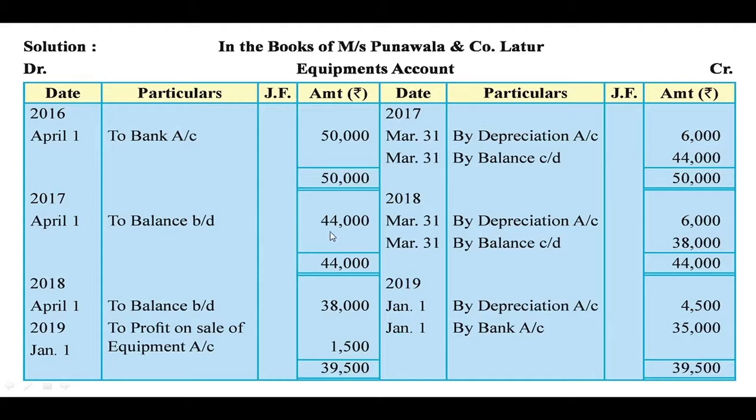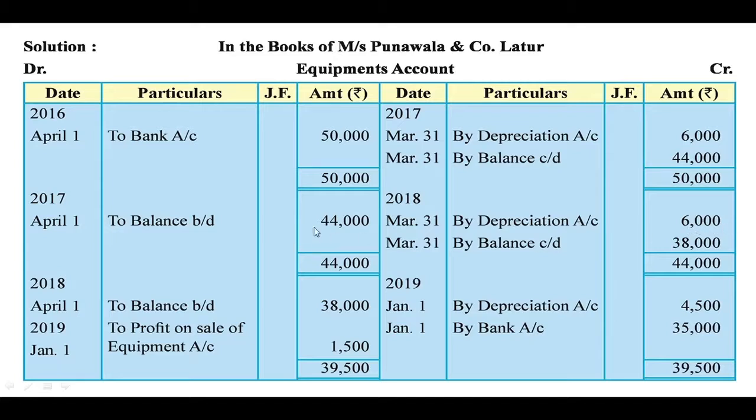Again, the equipment is used for full 12 months in the second accounting year. Therefore, we have to provide full year's depreciation. Again, the depreciation is recorded on the credit side of the asset account. And the last day of the second accounting year is 31st March 2018. By depreciation account rupees 6,000.